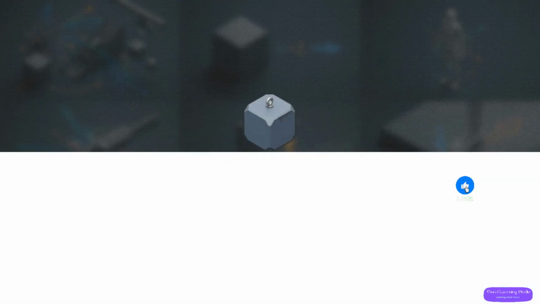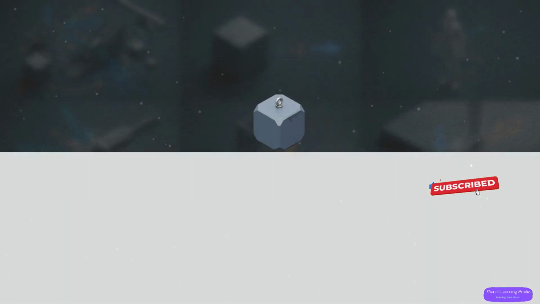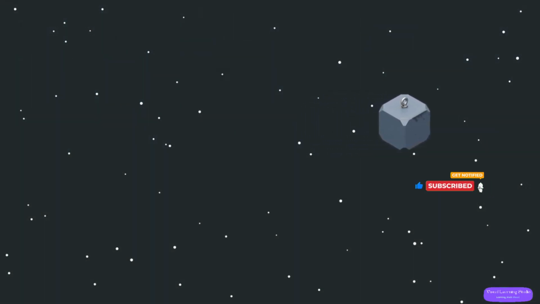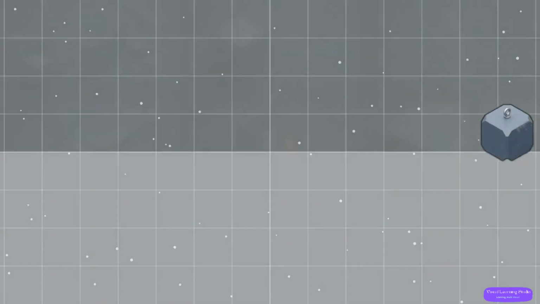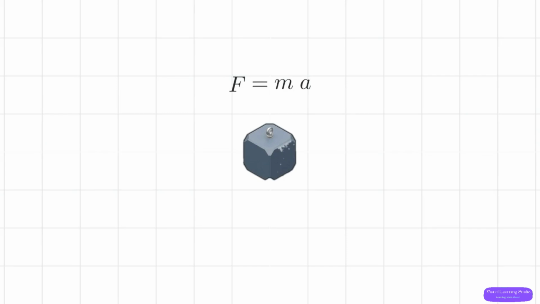Newton's first law establishes that motion is a default state. This block will sit still or drift through space forever unless an external force acts on it. The second law defines that change. Net force equals mass times acceleration.